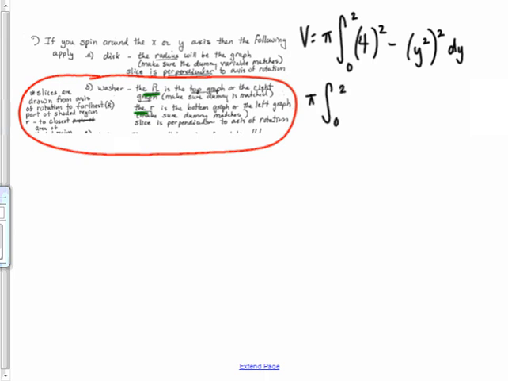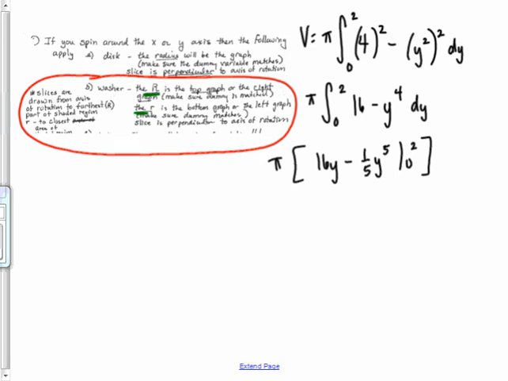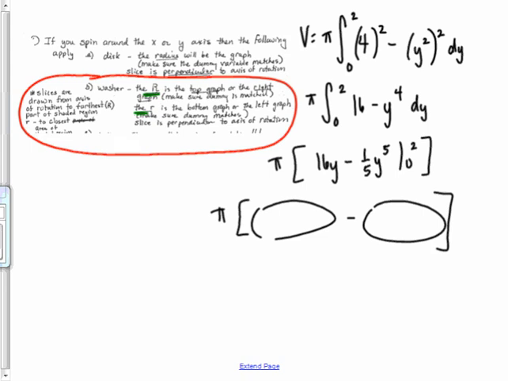So integral from 0 to 2, that would be 16 minus y to the 4th dy if I squared them out. All right, if you integrated it, you're going to get pi times 16y minus 1/5 y to the 5th, and you want to evaluate that. You want to integrate it from 0 to 2. So you would, again, and I'm going to speed up some because I got a lot of these examples to get through, but you're going to plug in 2 here, and you're going to plug in 0 here, and multiply it by pi. You should be able to do that, and I got 128 over 5 pi when I did it.